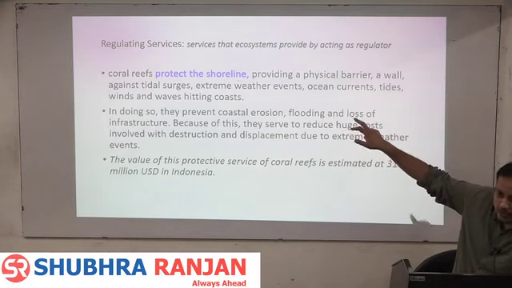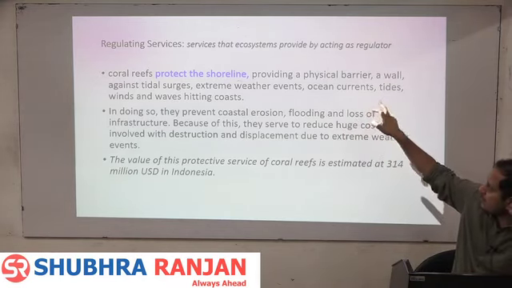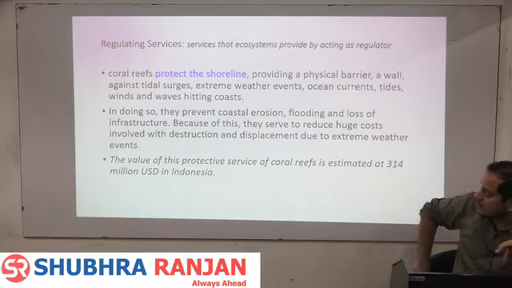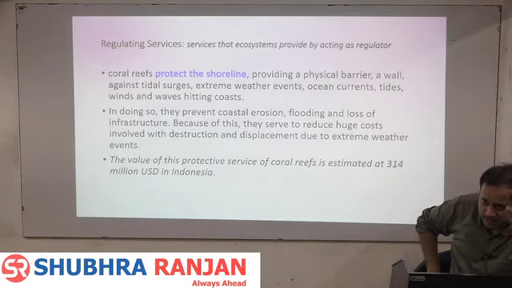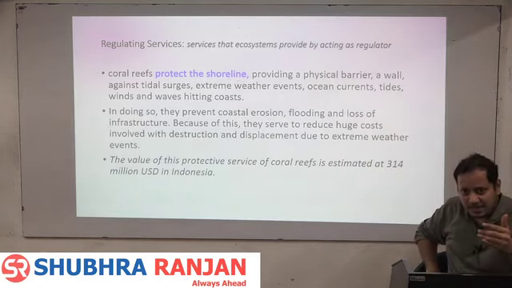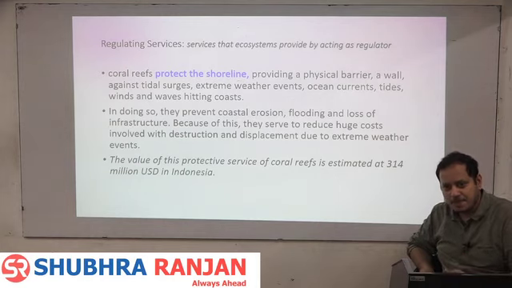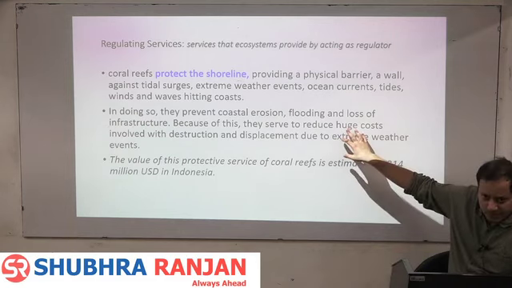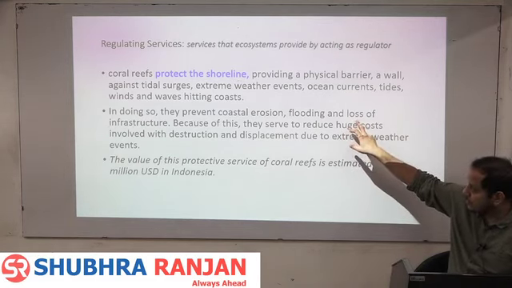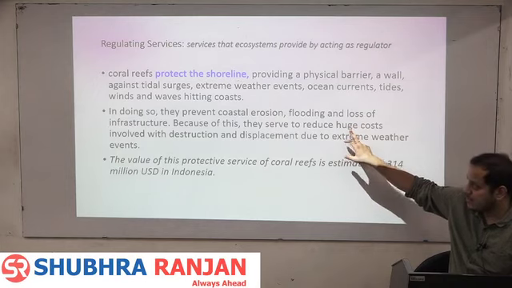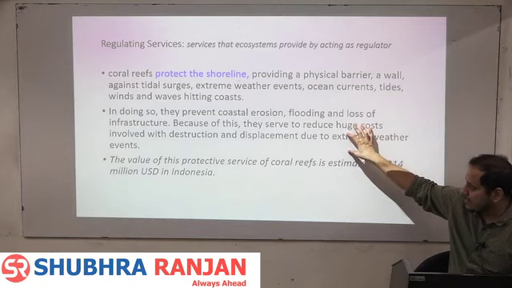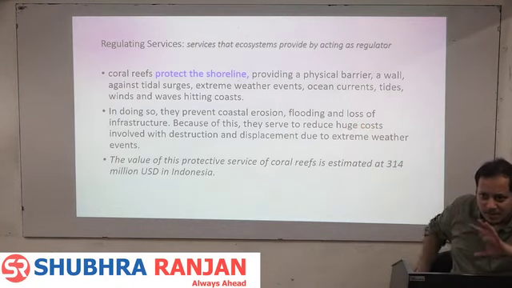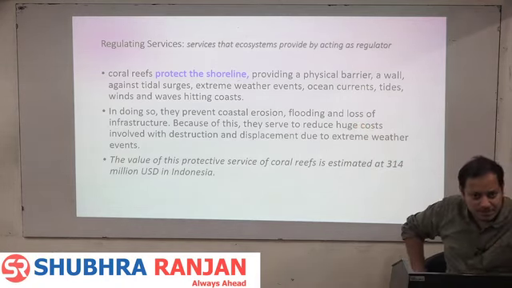So coral reefs protect the shoreline by providing a physical barrier, a wall against tidal surge, extreme weather events, ocean currents, tides, winds, tsunamis, etc. As a result, they act as a first line of defense, just like mangroves, against any kind of incoming cyclonic storm. In doing so, they prevent coastal erosion, flooding, and the loss of infrastructure, saving millions and billions of dollars that go into repairing. If corals and mangroves are there, there is no harm to the coastal infrastructure because they will first come and hit the coast.